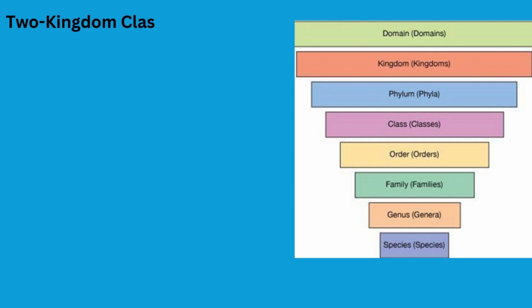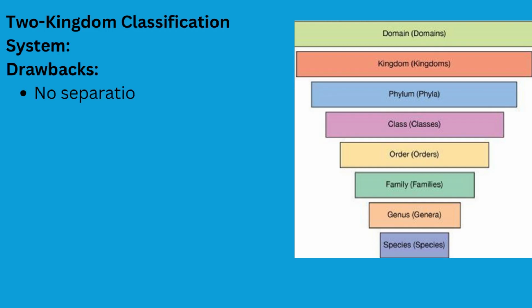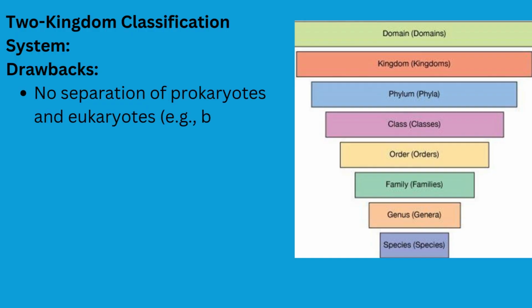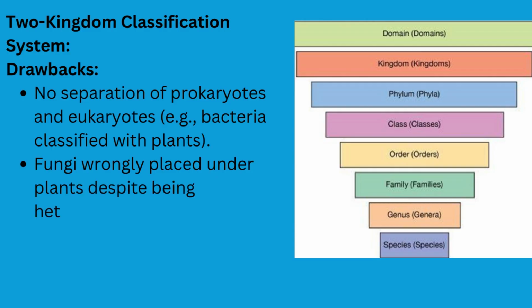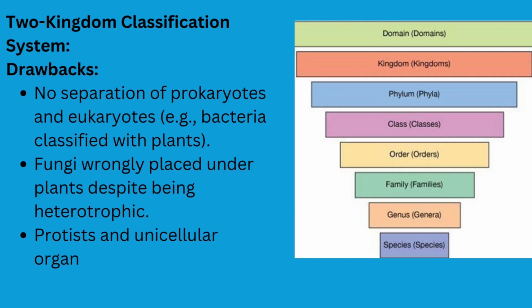But there are some limitations or drawbacks of the two-kingdom classification system: no separation of prokaryotes and eukaryotes. For example, bacteria were classified with plants, fungi were wrongly placed under plants despite being heterotrophic, and the protists and unicellular organisms were ignored.